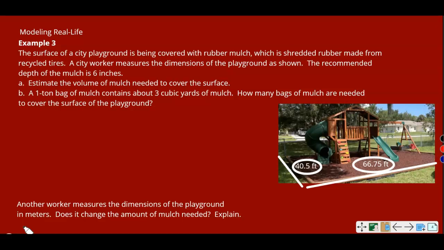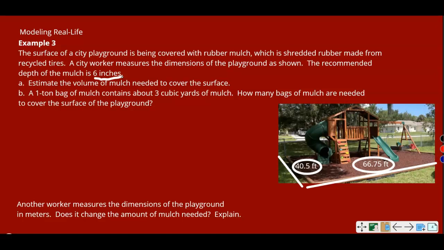The surface of a city playground is being covered with rubber mulch, which is shredded rubber made from recycled tires. A city worker measures the dimensions of the playground as shown. The recommended depth of mulch is 6 inches. So we know that we're going to have 6 inches deep. Part A says estimate the volume of mulch needed to cover the surface. And part B says a 1-ton bag of mulch contains about 3 cubic yards of mulch.